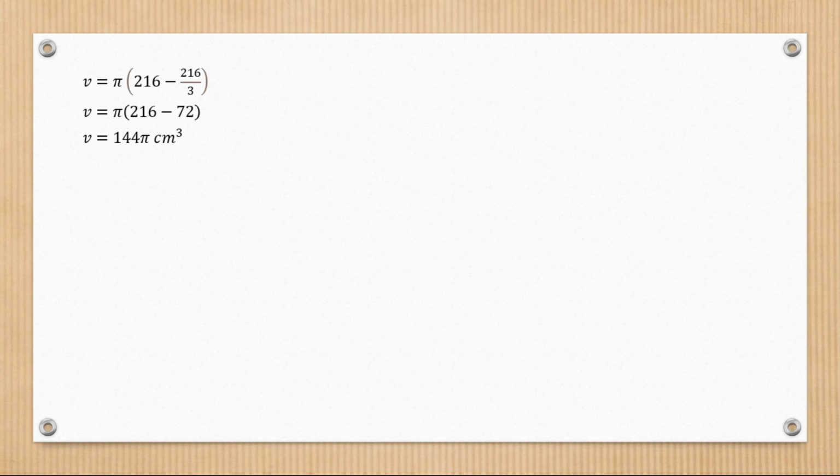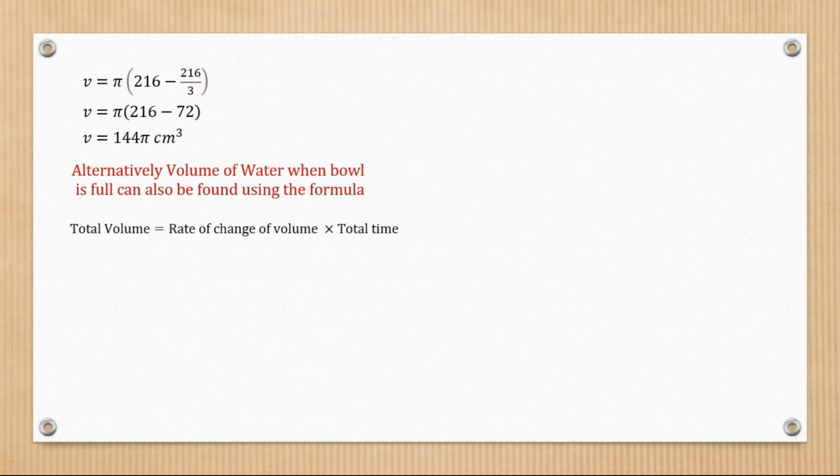So now there are two ways of finding the volume of the water when the bowl is full. There is another formula. Alternatively, the volume of water when the bowl is full can also be found using the formula: total volume is equal to rate of change of volume times total time. So why are we using this?